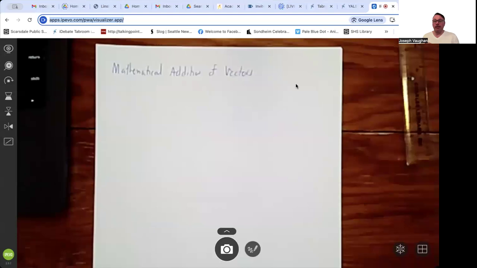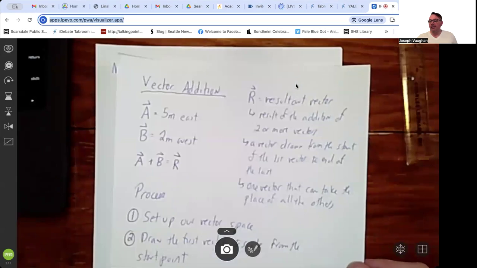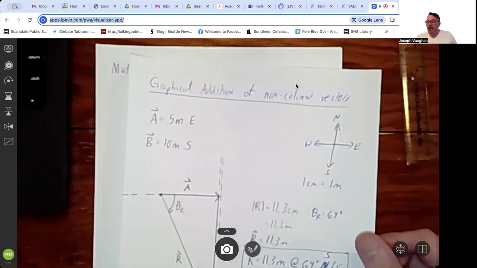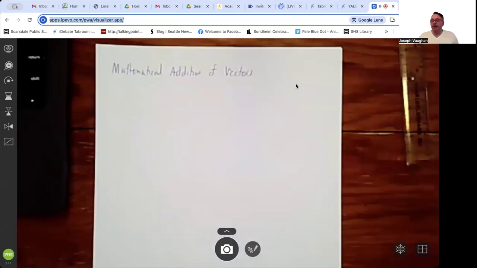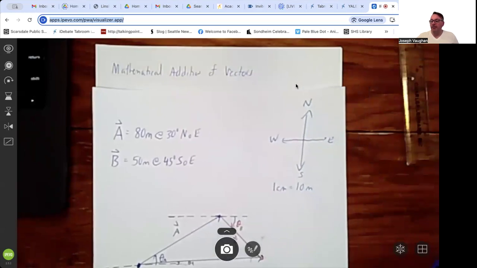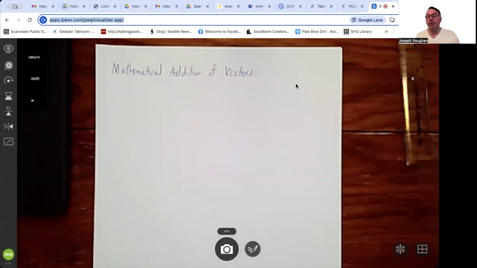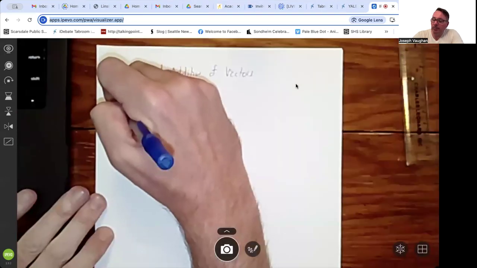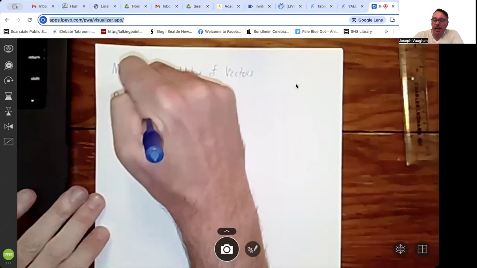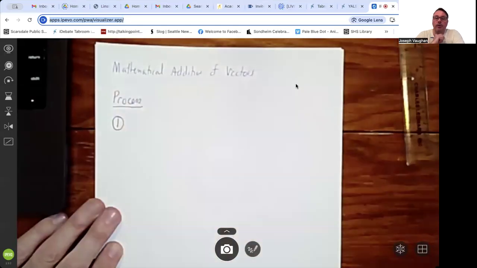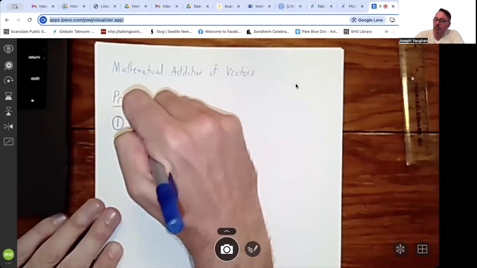So what we're going to be doing is looking at each of the problems that we've studied through this video sequence: the 2 meters east, 5 meters east, 2 meters west problem, the 5 meters east, 10 meters south problem, and the 10 meters at 30 degrees north of east, and the 50 meters at 45 degrees south of east problem, all together in order to come up with our answer. So here we go, we're going to jump on in. This page is going to be for our process, and then we'll do our problems on other sheets of paper. So the first process that we're going to do is sketch the problem.